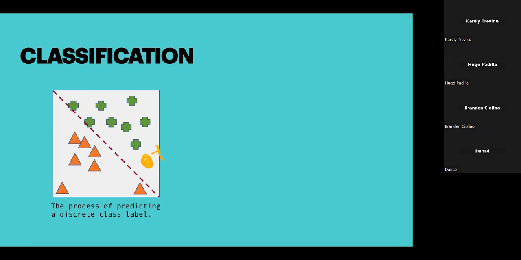And then if we have another sample here, then the model will predict possibly this will be a triangle. So yeah, this is classification.